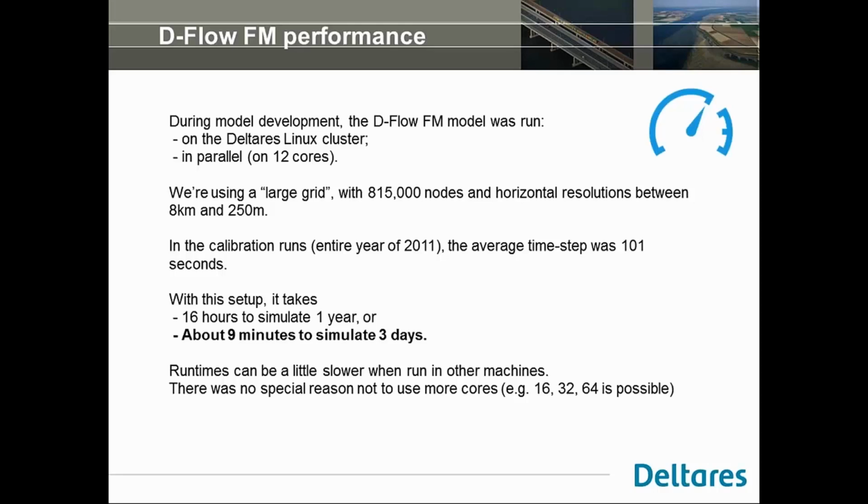So long story short, we take 16 hours to simulate 1 year, or about 9 minutes for the 3-day forecasts. So you get these very fast runtimes by running in Linux, in this case with 12 cores. By the way, there was no special reason we did not use more cores, just because if it takes 16 hours to run 1 full year, we run this overnight and it was good enough. The runtimes can be a little slower depending on which machine you run it and how it was compiled, but this is order of magnitude what you should obtain in your simulations.